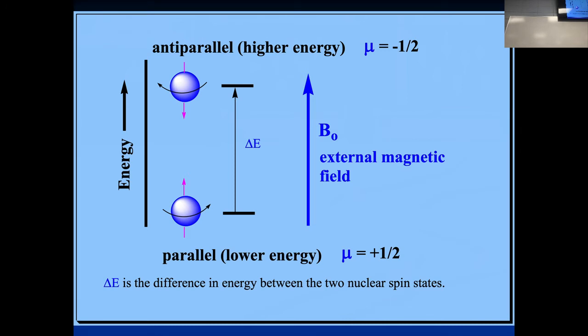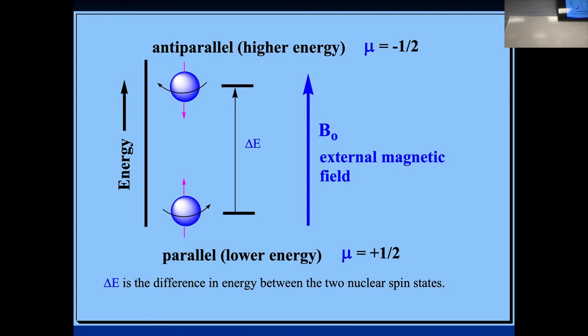As you might expect, once we place the sample in the magnetic field, we've got the low energy state and the high energy state. Why is this the low energy state? Because it's going with the direction of the... That's right. It's aligned with the magnetic field. This one is the higher energy state because it's against the magnetic field.